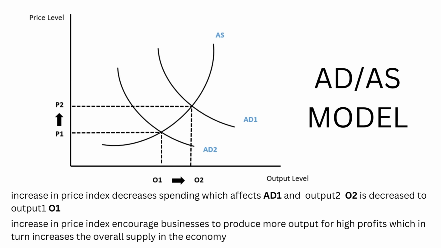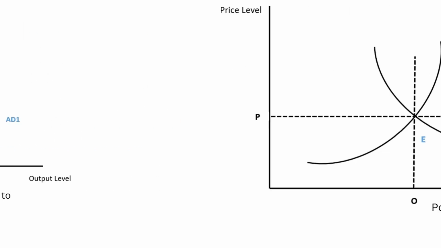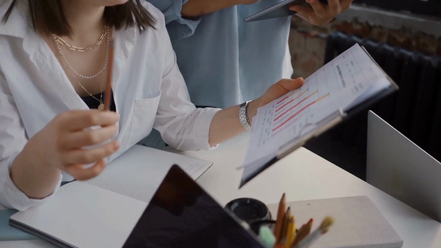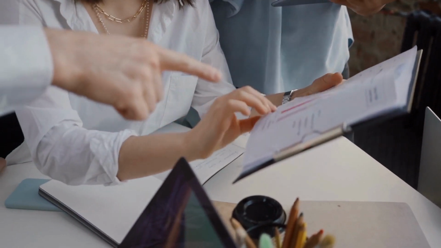The point where these two curves intersect represents the equilibrium level of output and price in the economy. This means that the quantity of goods and services that consumers are willing and able to buy is equal to the quantity that firms are willing and able to produce. At this equilibrium point, there is no shortage or surplus of goods and services, and the price level is stable. Economists often use this concept of equilibrium to analyze the overall health of the economy.